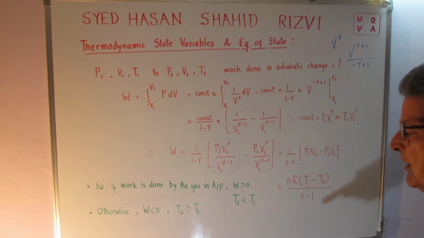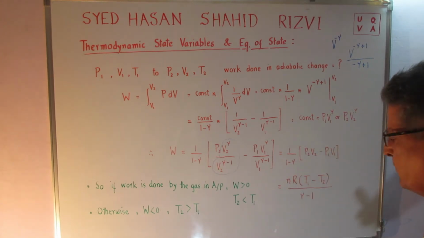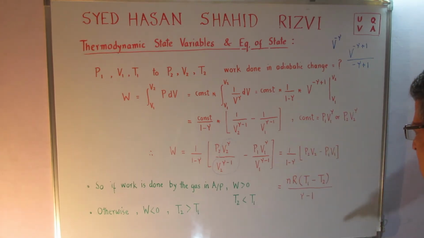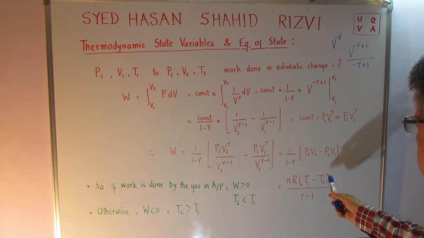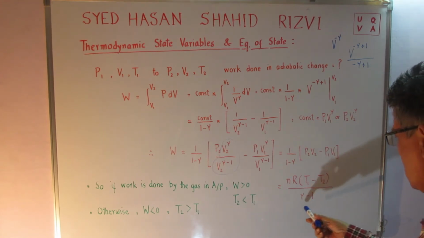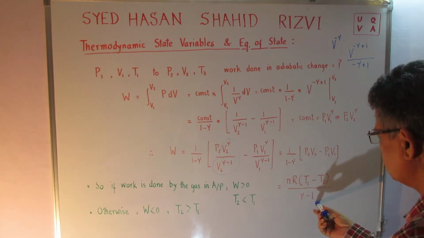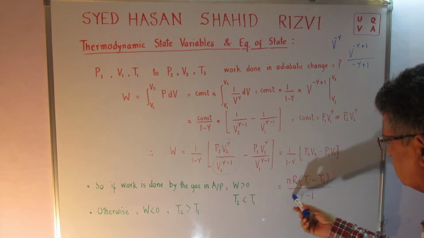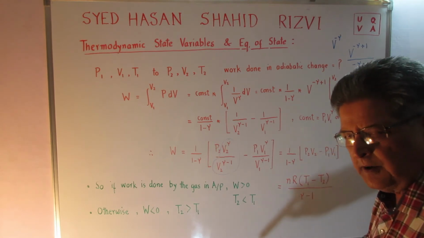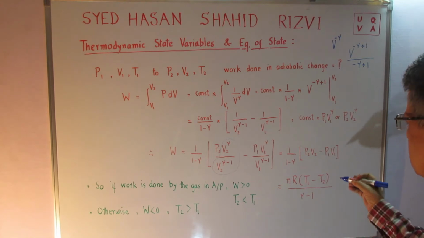Okay, this is equal to, I can write as nR, because PV is equal to nRT. So I write it as nR, where n is the number of moles in the system, in the gas, R is the universal gas constant, T1 minus T2. Okay. Why T1 minus T2? Because now I shift from 1 minus gamma to gamma minus 1. Because gamma is more than 1, so this has to be positive in the denominator. And whatever changes has to be done in the numerator.